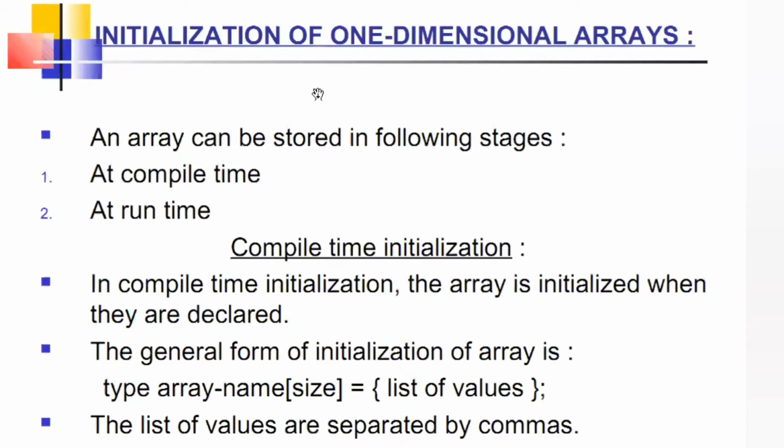Initialization of one-dimensional array. An array can be initialized in the following stages: at compile time or at runtime. Compile time initialization: in compile time initialization, the values are initialized when they are declared. The general form of initialization of an array is type arrayname[size] = {list of values}. The list of values is separated by commas.